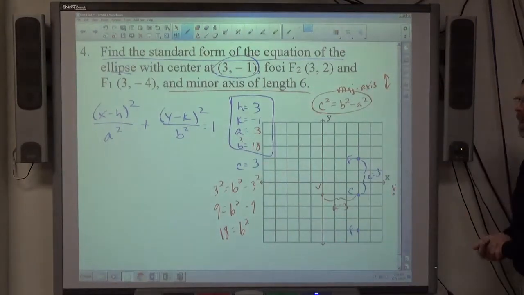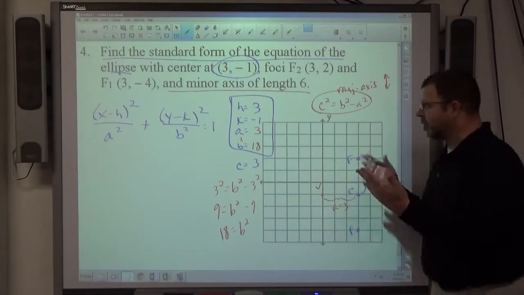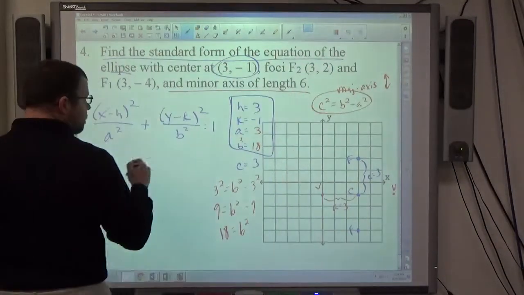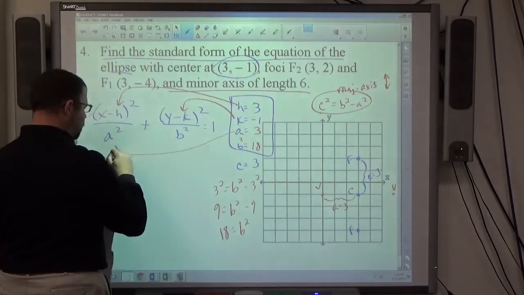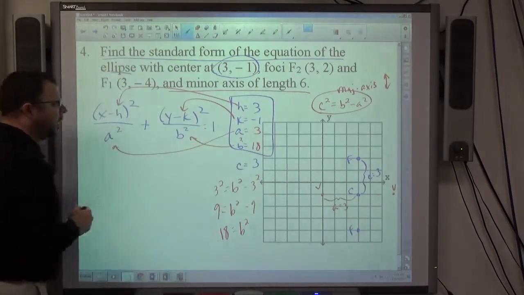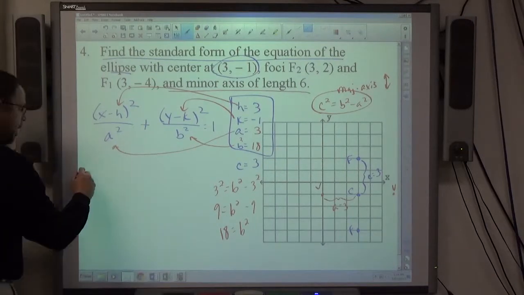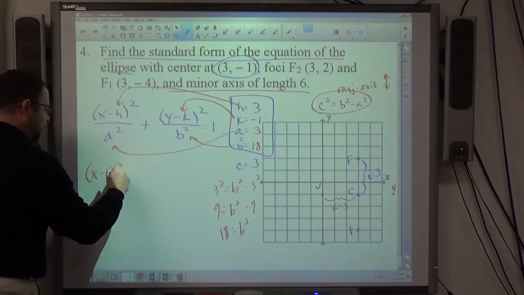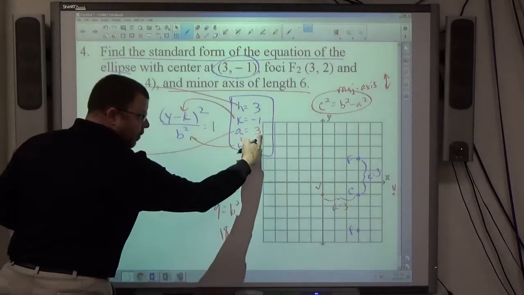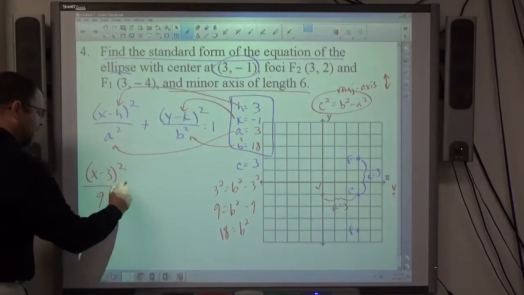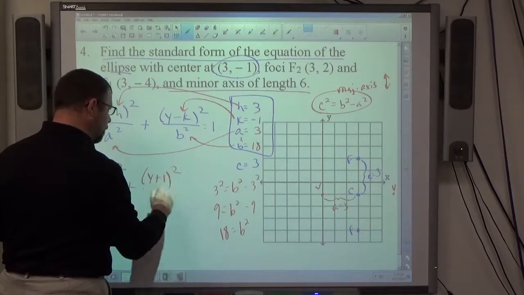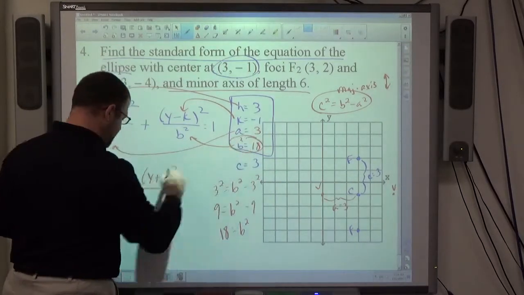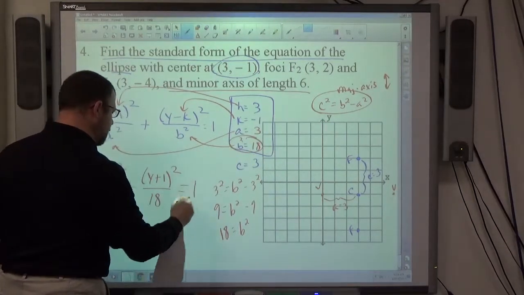Okay. It wants to know h, k, a, and b, or b squared or a squared. I'm ready to write the answer. So h goes here, k goes here, a goes there, and b goes there. And then just substitute the numbers in. So x minus 3, the quantity squared, over a squared, which is 3 squared, makes 9, plus y minus k is going to be y plus 1, the quantity squared, over b squared, which is 18. It's already been squared. Equals 1.